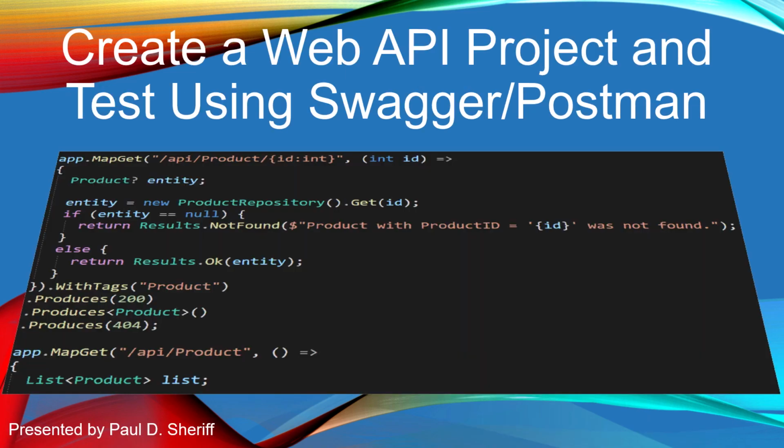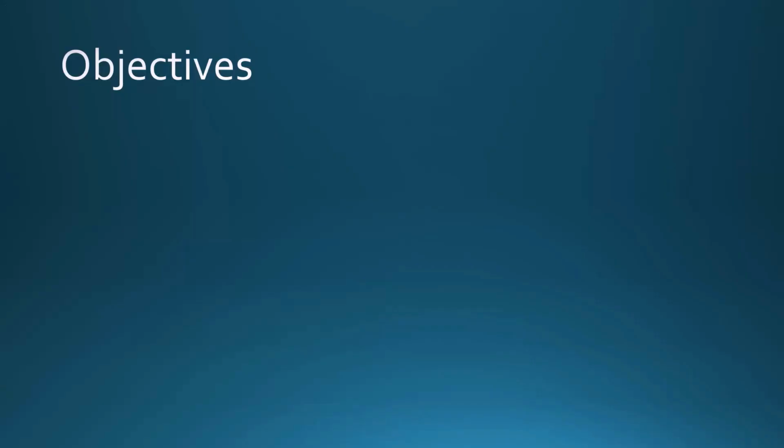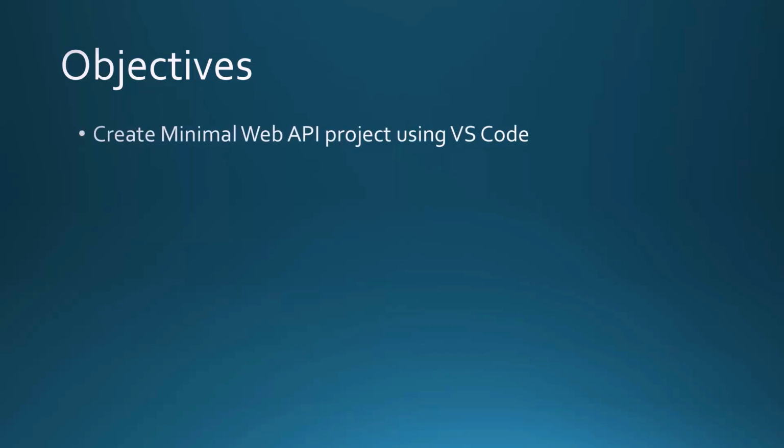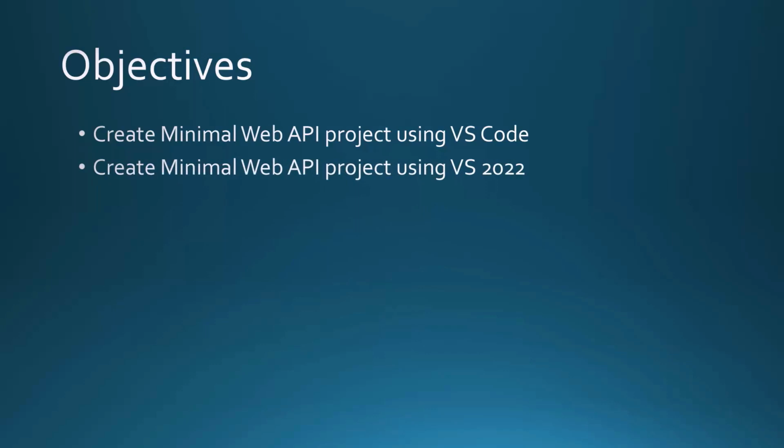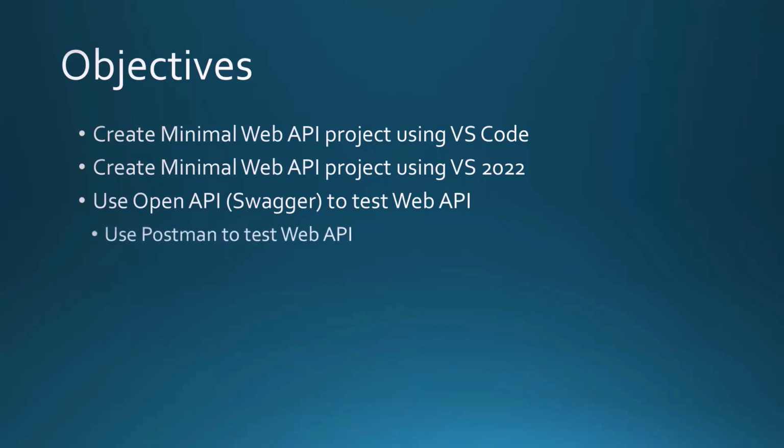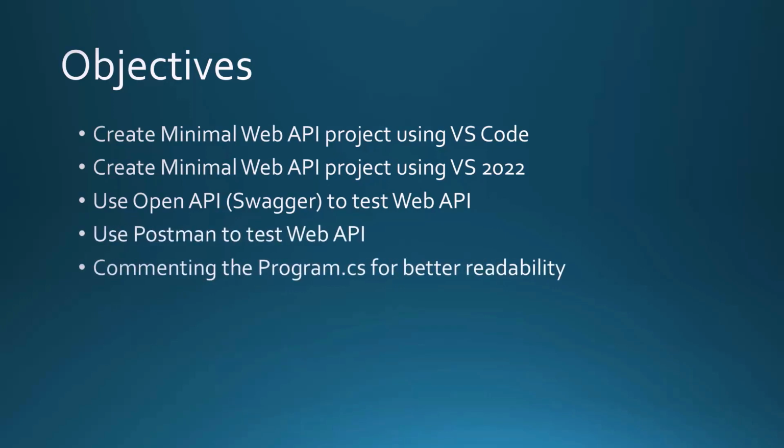This lesson is create a web API project and test it using Swagger and Postman. The objectives for this lesson are to create a minimal web API project using VS Code and create a minimal web API project using Visual Studio 2022. We're going to use the Open API, Swagger, to test the web API, and we're going to use Postman to test the web API as well. We're finally going to comment the program.cs file so that it's better to read.